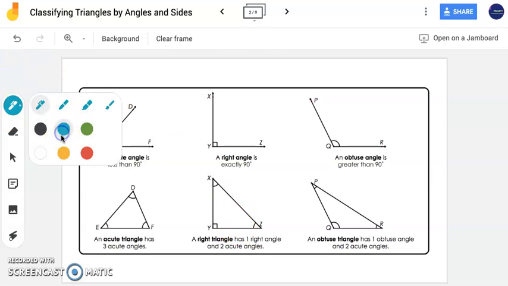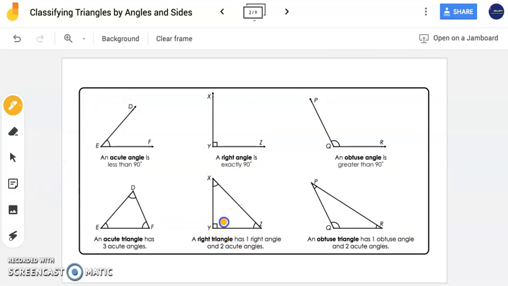Now, by looking at this triangle right here, we have our right angle here. Notice it's classified by that box representing a 90-degree angle. When that is present, you can classify this triangle as a right triangle. And finally, we have an obtuse triangle. An obtuse triangle has one obtuse angle and two acute angles. That means there's one angle that you can identify that is greater than 90 degrees. That means you have an obtuse triangle.